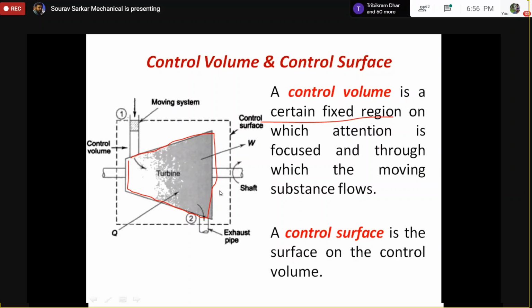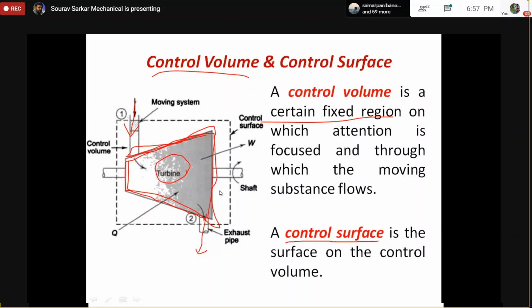So basically it is not a fixed mass system, it is a fixed region system where this turbine or this boundary will remain the same throughout the whole process. But what is happening, some mass is entering into the system, and after that some process is happening inside there, and the mass is leaving the system. So this is happening inside this device. This is basically called the control volume, and the boundary of this control volume is basically called the control surface.